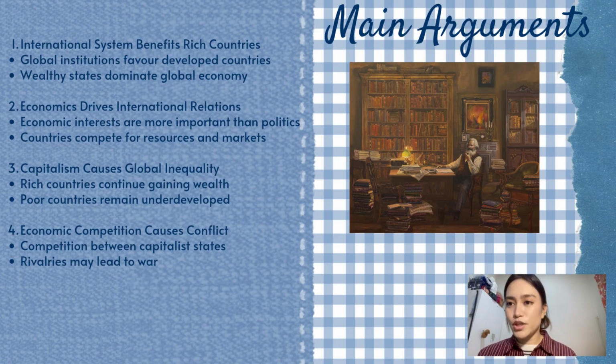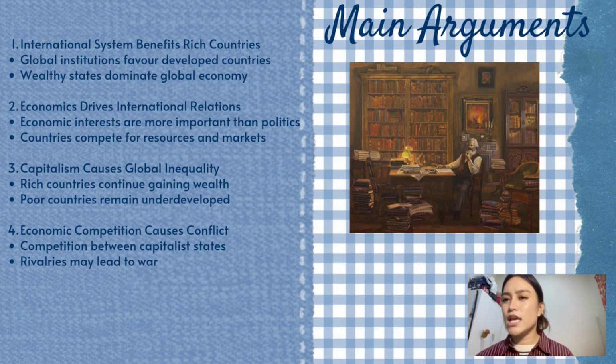This is the main argument of Marxism theory in international relations. Firstly, the international system benefits rich countries. Marxists believe the international system mainly benefits capitalist countries. Powerful countries have greater influence over international organizations, trade agreements, and financial institutions. This allows wealthy nations to maintain their economic dominance over poorer countries.